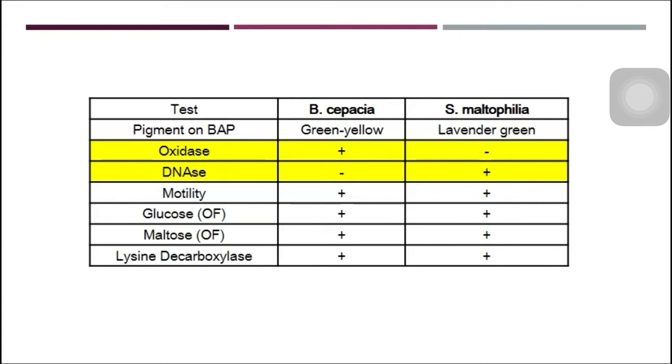Okay, so common question in the ASCP exam, how do we differentiate between Burkholderia cepacia and Stenotrophomonas maltophilia, both of which cause cystic fibrosis, aside from Pseudomonas aeruginosa. Now, B. cepacia, remember, the color of the pigment on the blood agar plate is green to yellow, or yellow with a green tinge. For S. maltophilia po, that's lavender green pigment on back. Also, sa oxidase test, they differ because B. cepacia po is oxidase positive, S. maltophilia po is oxidase negative. And B. cepacia po is DNase negative, S. maltophilia po is DNase positive.